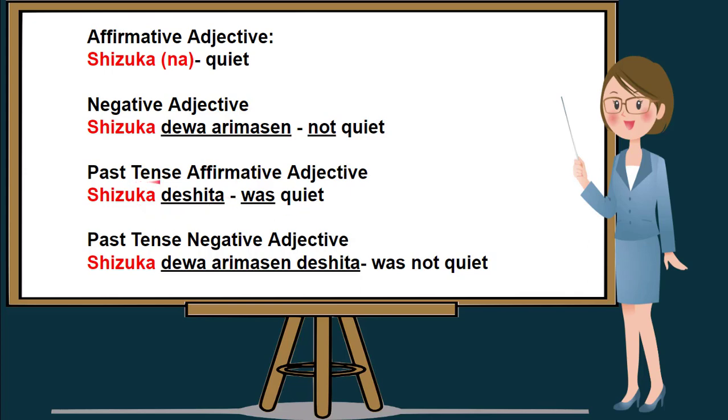So for past tense affirmative adjective, we add deshita to the adjective, which is Shizuka, and Shizuka deshita means was quiet. For past tense negative adjective, we only need to use dewa arimasen deshita, and take note that we drop na from Shizuka na. Shizuka dewa arimasen deshita, which means was not quiet, is past tense negative adjective.